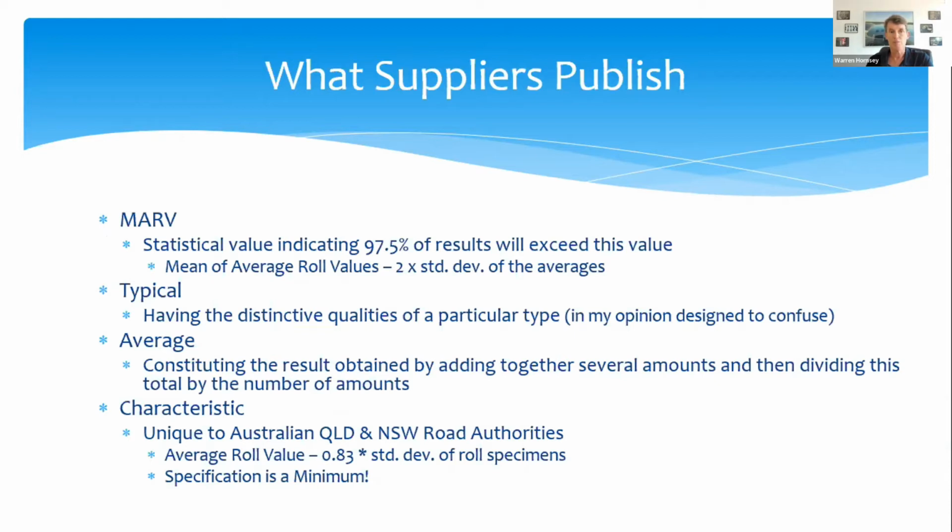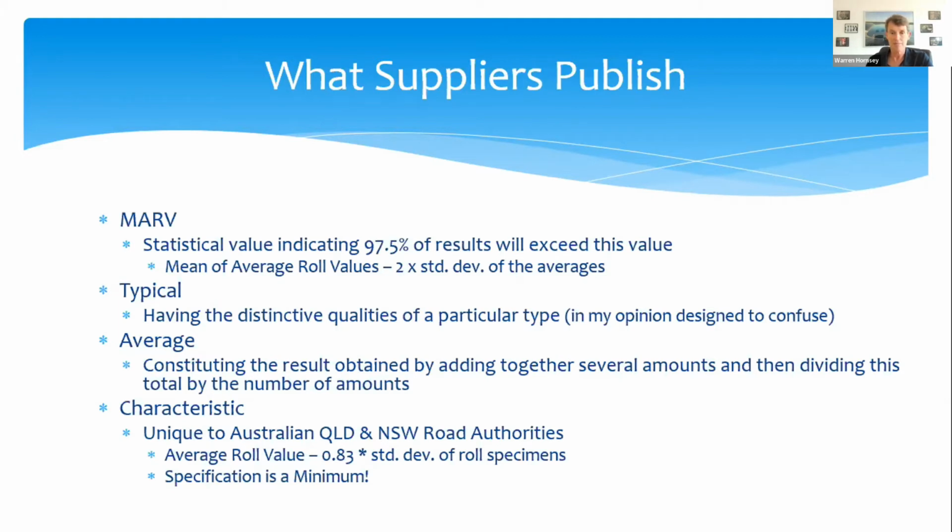What you see in terms of suppliers' data sheets that you'll get across your desk or on the web is MARV, typical values, and these are just definitions. So typical is having a distinctive quality of a particular type. So it's very vague in terms of what that number actually is, and in my opinion is designed to confuse people. That's really what it's there for. It's just to muddy the waters when you're trying to pin somebody down to exactly what their material is showing or intending to achieve. Average is good. At least we know what it is.